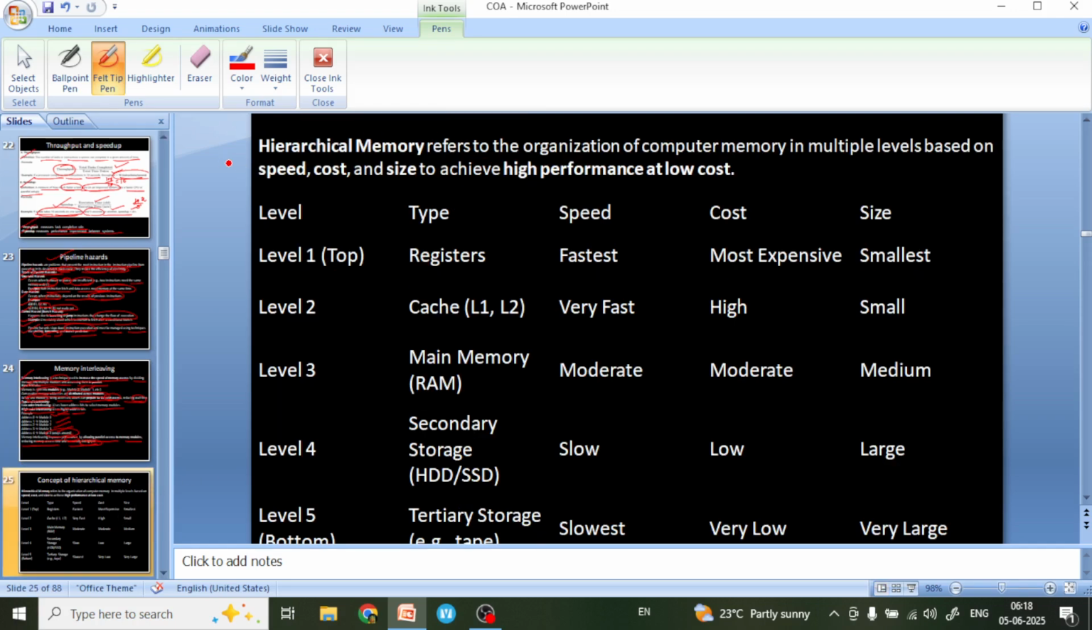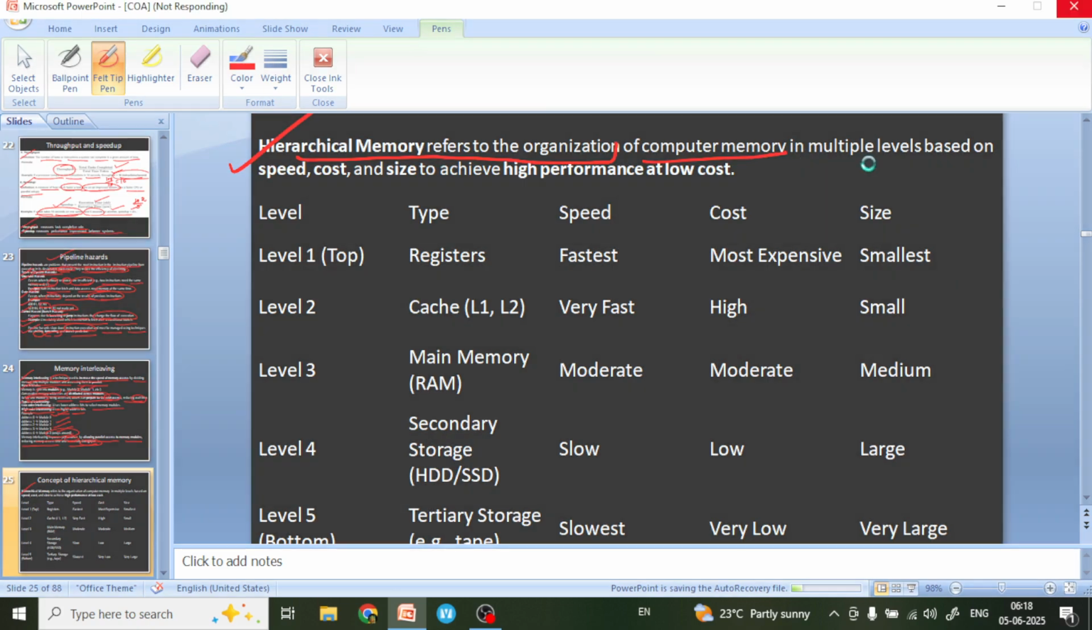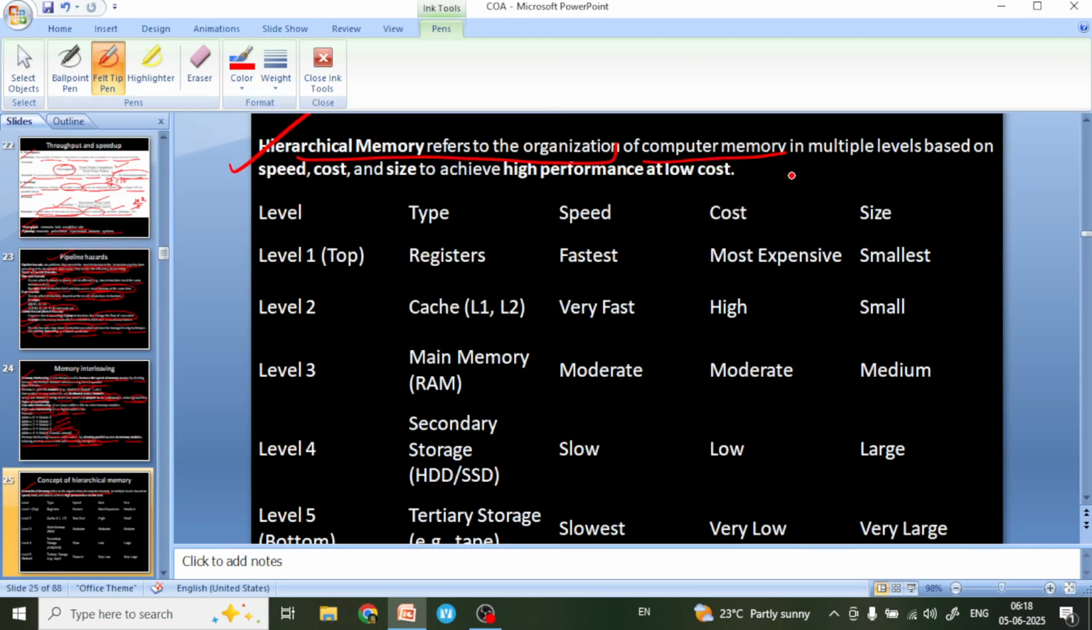Now, the next topic is the concept of hierarchical memory. Hierarchical memory refers to the organization of computer memory in multiple levels based on speed, cost, and size, which achieves high performance at a low cost.